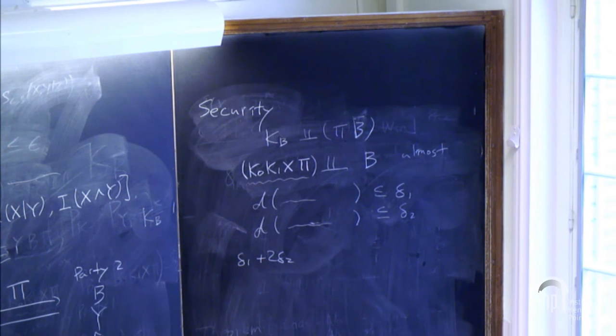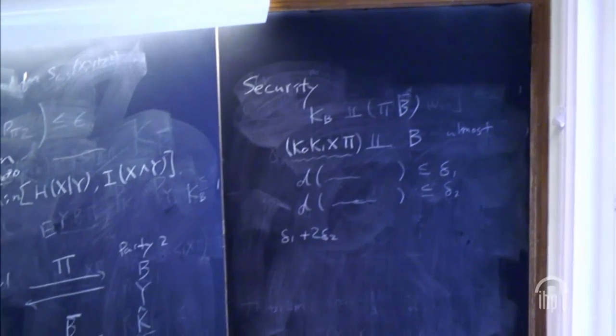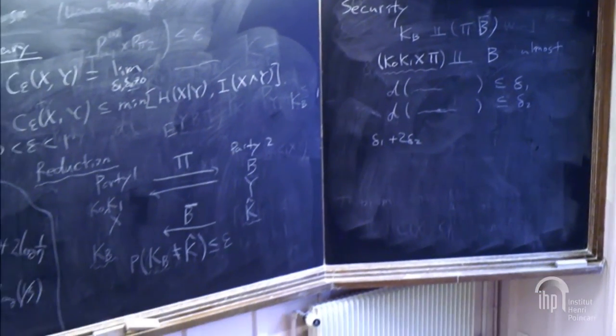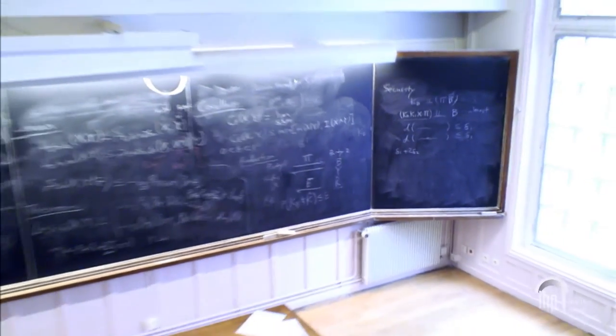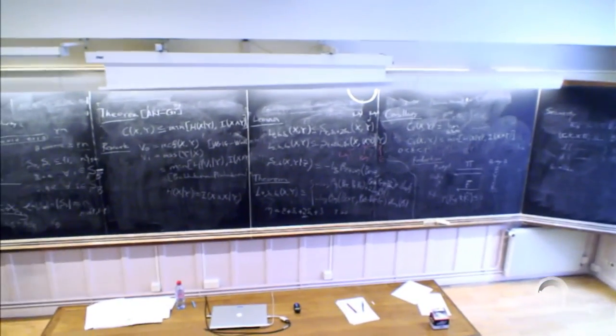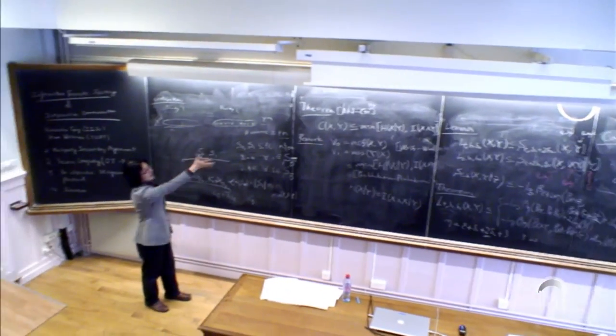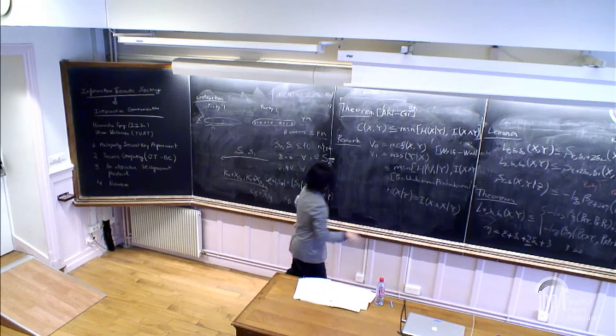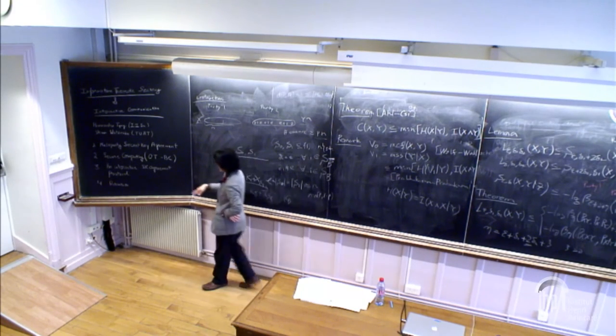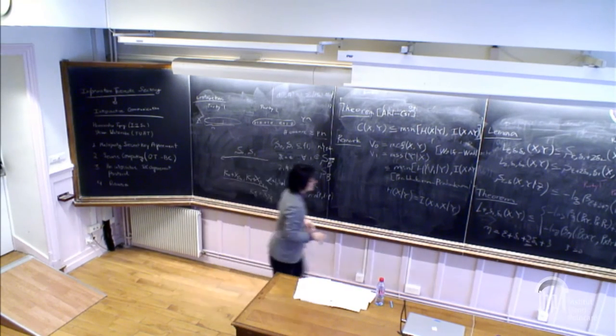So maybe we should move to the next topic here. 12:30 is the limit, right? Okay. So this is the relationship between secure computing and the secret key agreement and hypothesis testing. Okay, now let's move to the third topic very quickly.